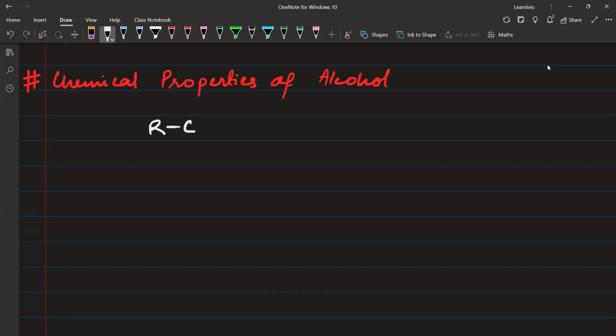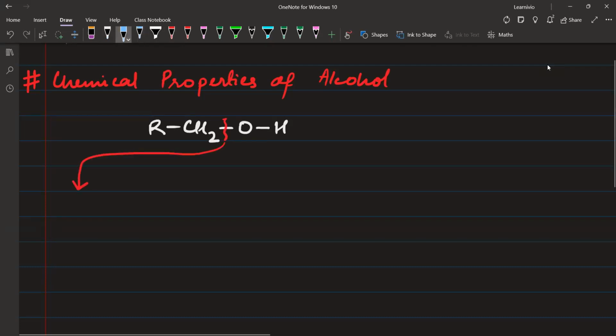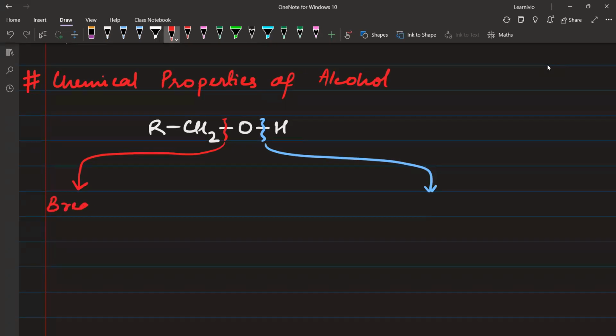Okay, so first is RCH2, O and H. If this bond breaks in alcohol, then it will show certain type of reactions. Similarly, if this bond breaks, then it is going to show certain other type of reactions. So we can say that this is the breaking of CO bond. We will see some reactions in which the CO bond breaks. And if I talk about this, then it will be known as breaking of OH bond.